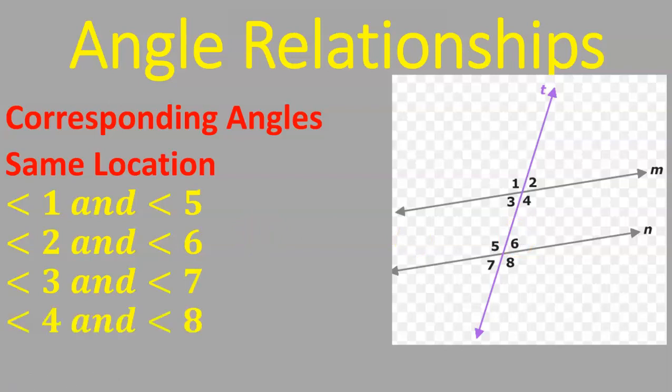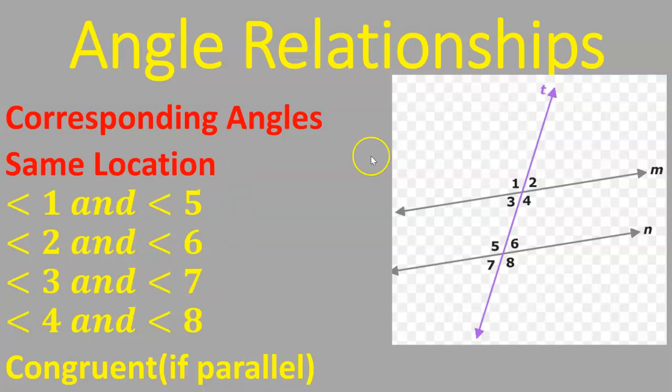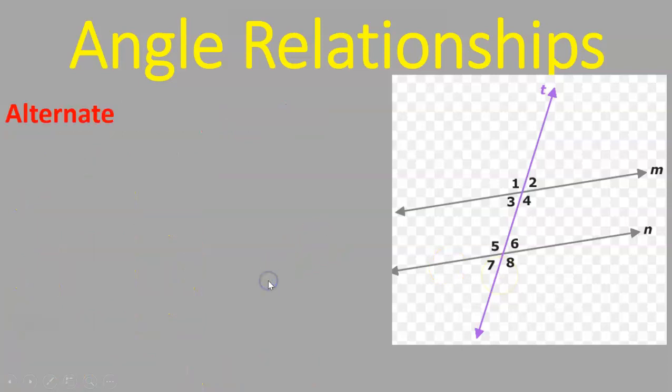Now, if M and N are parallel, then corresponding angles are also congruent, like vertical angles. So vertical angles don't need the lines to be parallel, but corresponding angles do need the lines to be parallel for the angles to be congruent.